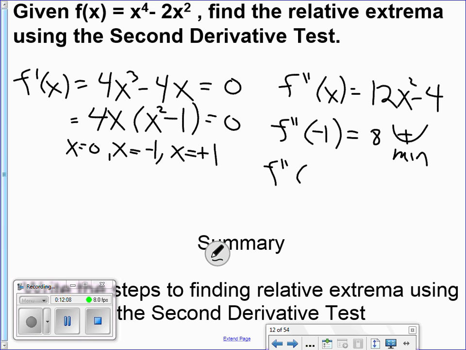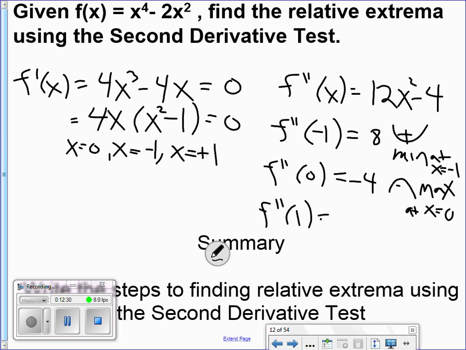Well, the next one. How about the 0? We plug 0 in. Yeah, we get a negative. It doesn't matter what it is. The fact it's negative, it's concave down. So what do we got there? Max. And then, so I really should say a min at x equals negative 1. We've got a max at x equals 0. And we got to just do the 1.